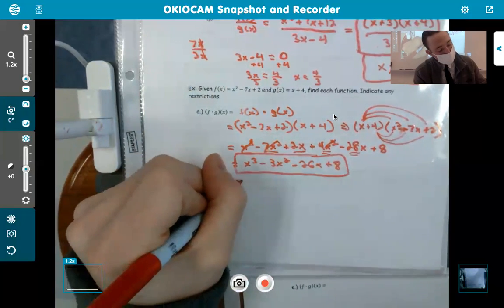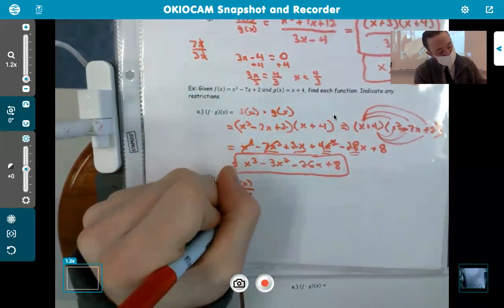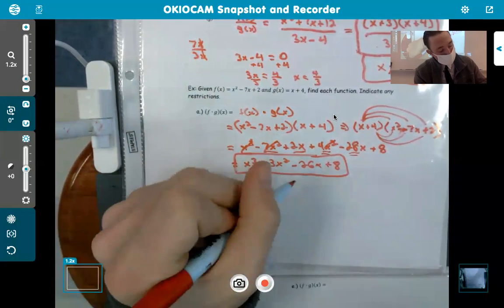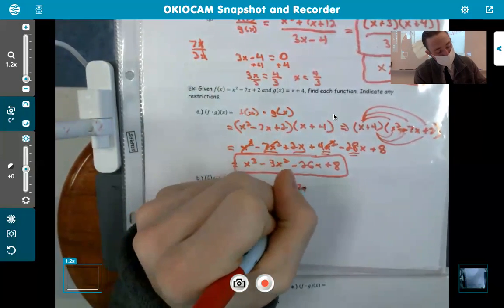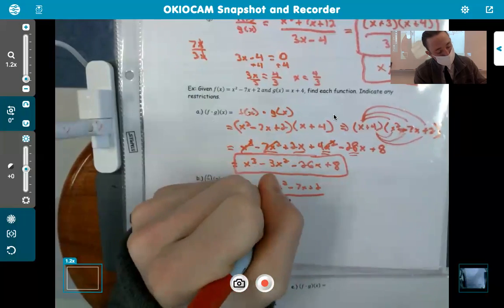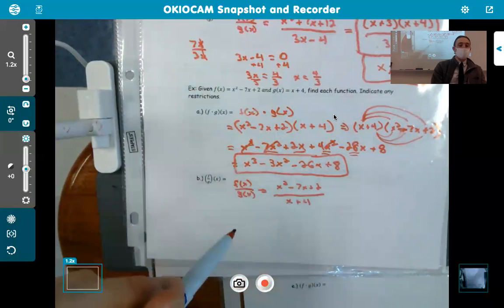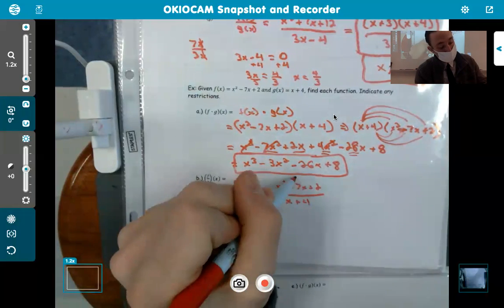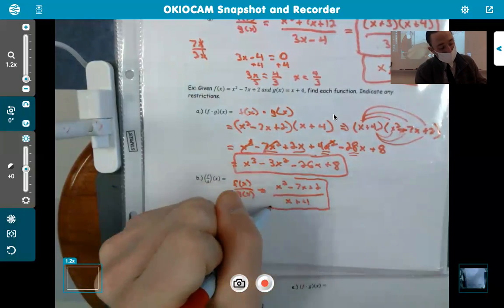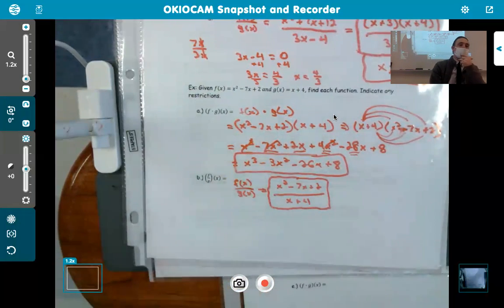When I divide, I have f of x divided by g of x. I have x squared minus 7x plus 2 divided by x plus 4. Is there any way for me to factor or break down the numerator at all? No, right? There's not two numbers that are going to multiply to give me 2 and add to give me negative 7. So this is actually my final answer for division. Like I said, sometimes you won't be able to simplify it any further than what's given to you.